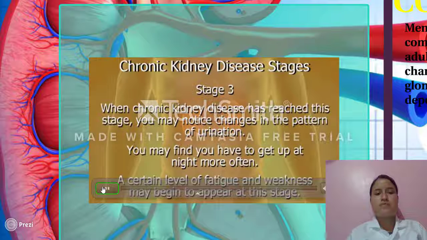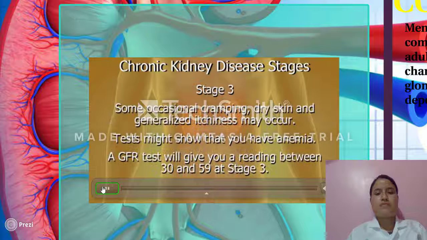Stage 3. When chronic kidney disease has reached this stage, you may notice changes in the pattern of urination. You may find you have to get up at night more often, and a certain level of fatigue and weakness may begin to appear. Some occasional cramping, dry skin, and generalized itchiness may occur. Tests might show that you have anemia. A GFR test will give you a reading between 30 and 59 at stage 3.